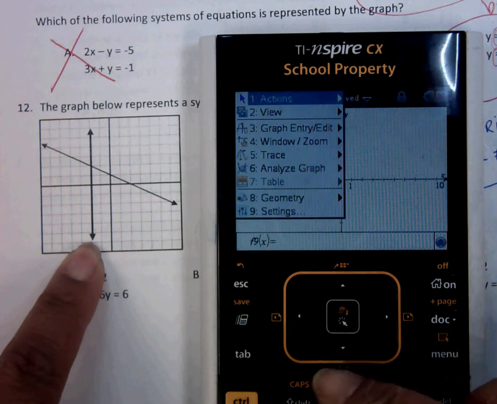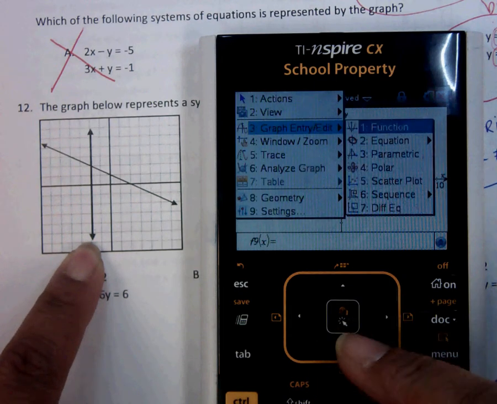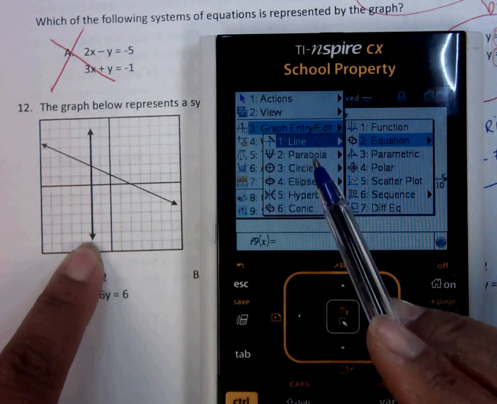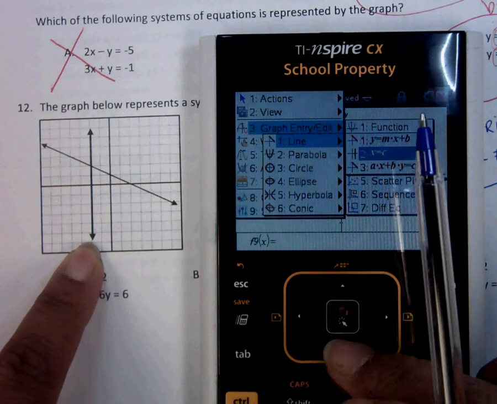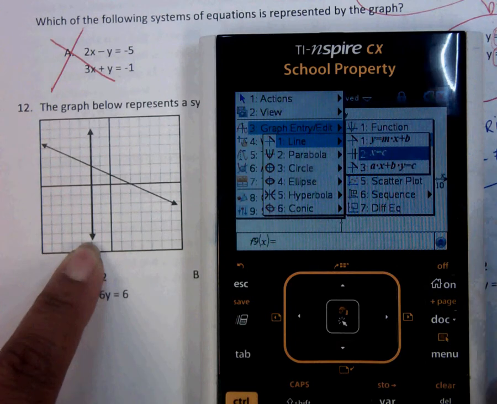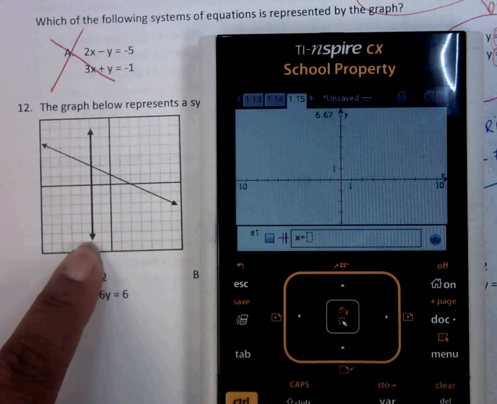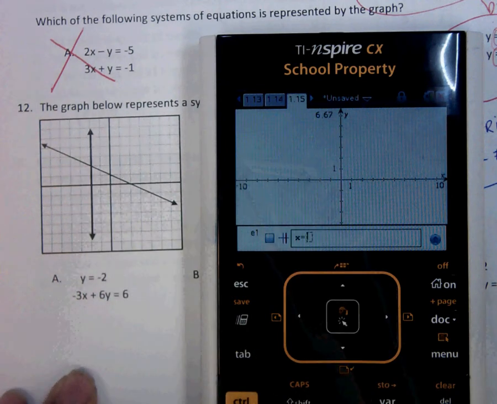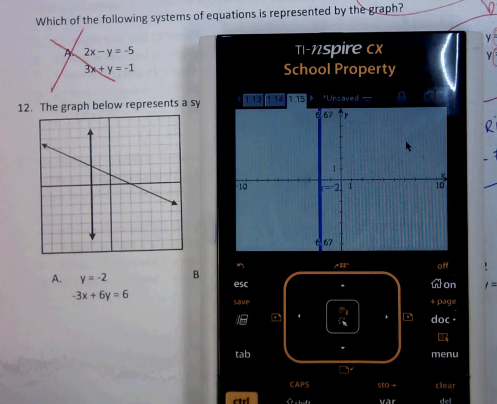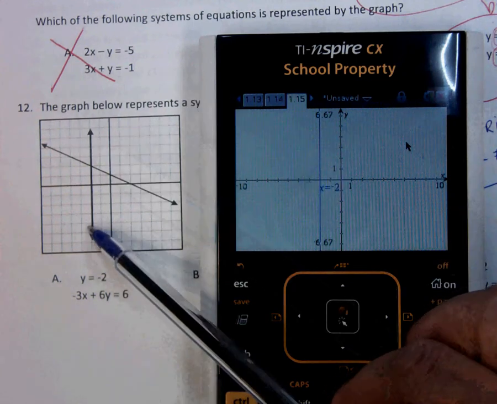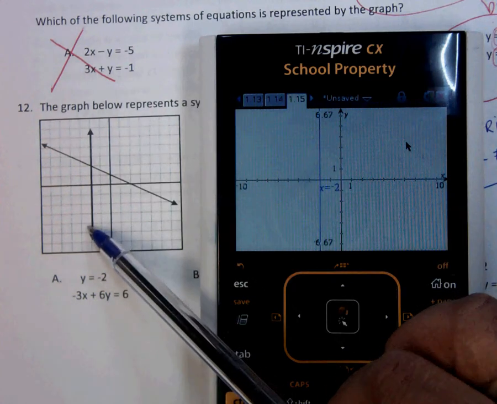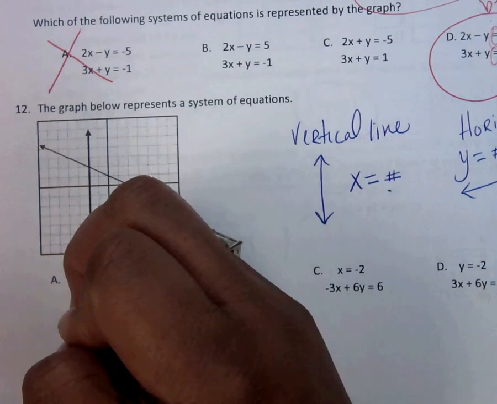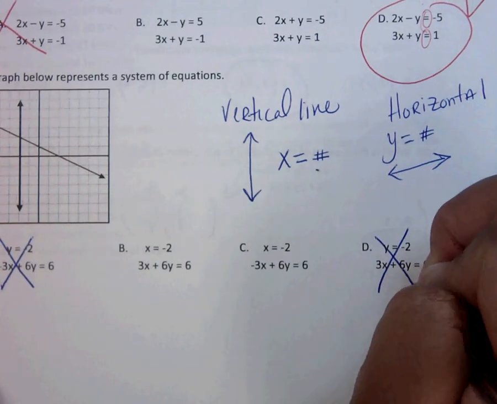Menu, my action button, graph, equation, line, x equals something, a number, a constant. What does x equal? -1, -2. And then we see it matches what we have, so this is correct, vertical lines, x equals. So I can get rid of this and that.